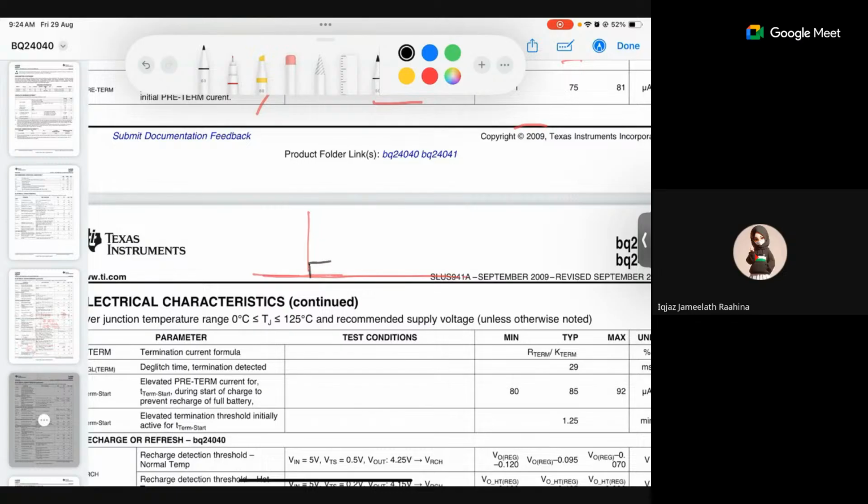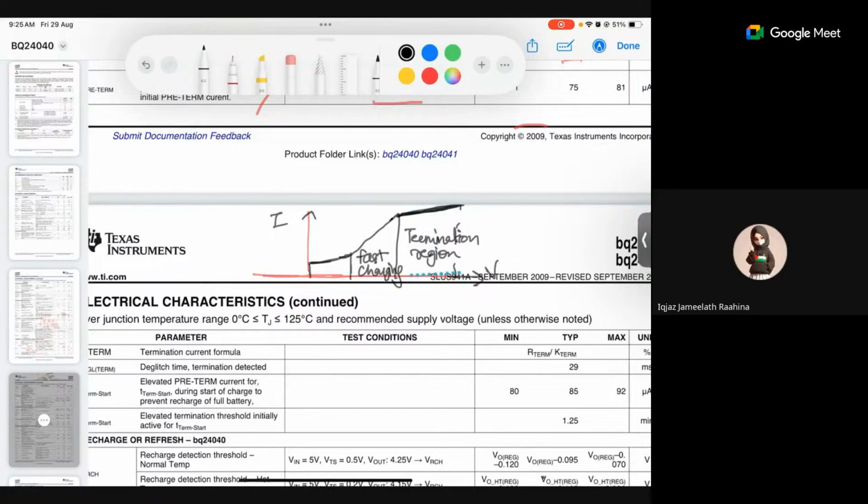The current will basically start like that. You remember last class where I drew this region, which is called the fast charging. This one is called the termination. Here it will be the voltage, here it will be the current.